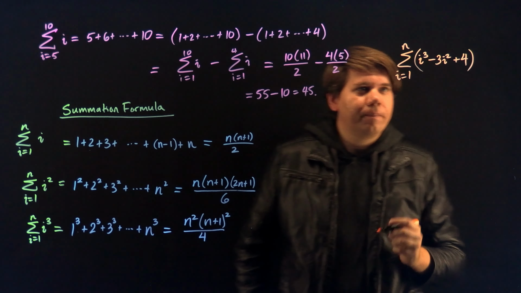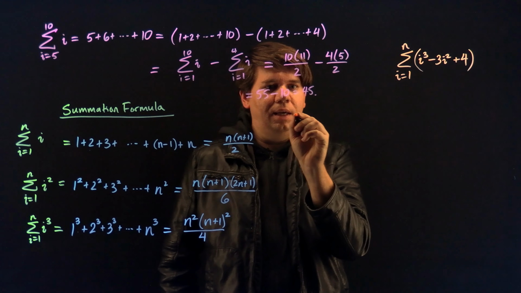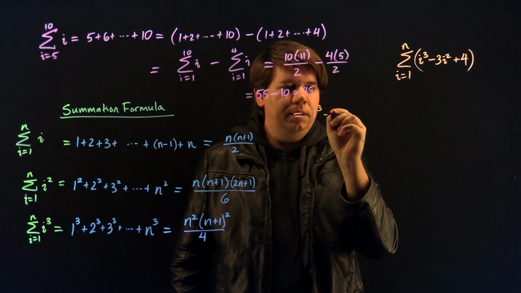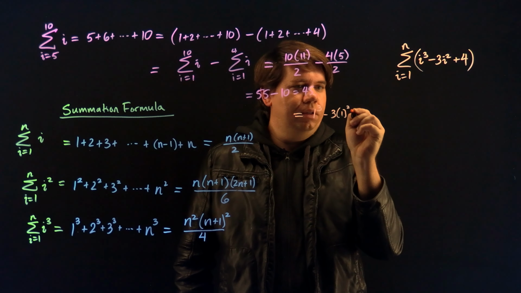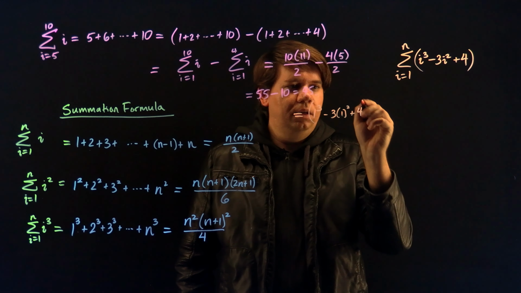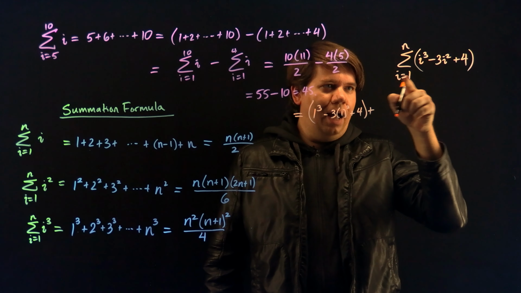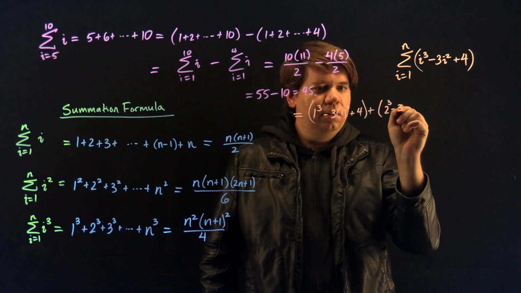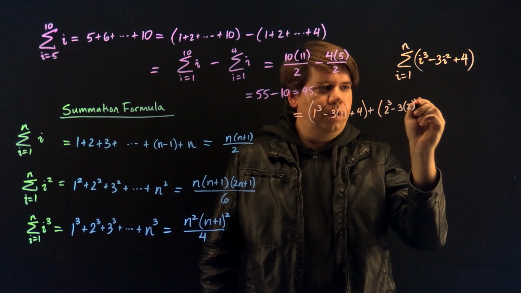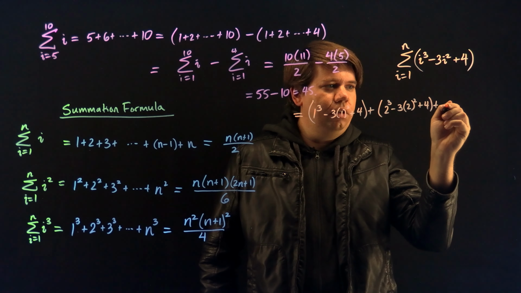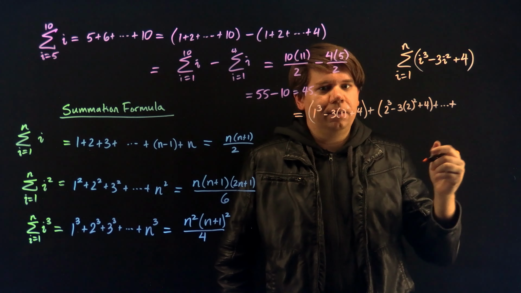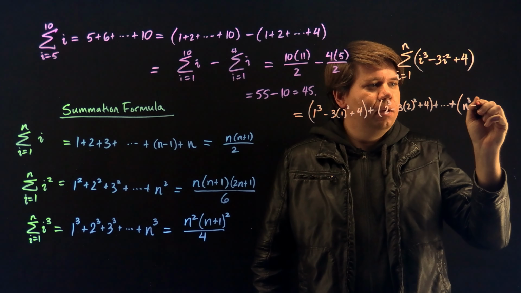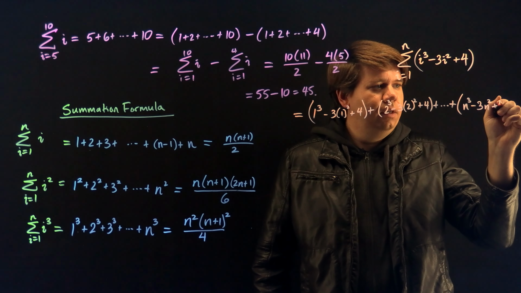Here's the observation. What this is encoding is the sum: plug in 1 cubed minus 3 times 1 squared plus 4, plus plug in 2, because i is going 1, 2, 3 up to n, plus 2 cubed minus 3 times 2 squared plus 4, plus, and keep going until you plug in n, all the way up to n cubed. We're plugging in n now for the i, minus 3 times n squared plus 4.